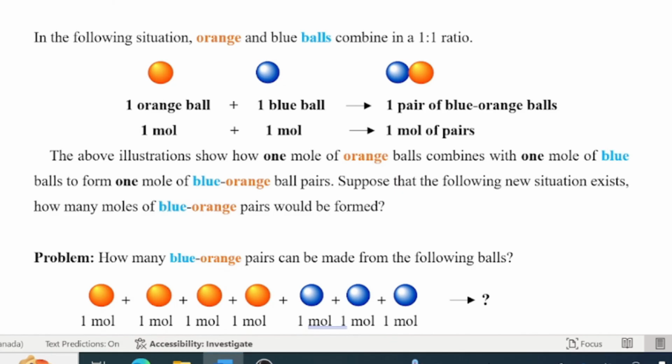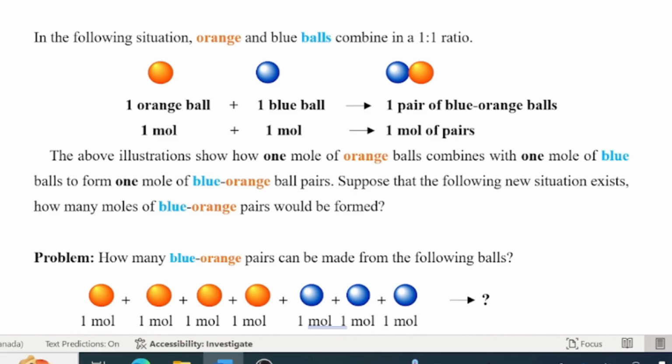So let us say that orange balls and blue balls are the real reagents in a chemical reaction, and they are reacting with each other in a 1-to-1 mole ratio. So here you can see 1 mole of orange balls will react with 1 mole of blue balls to form a pair of blue-orange balls.